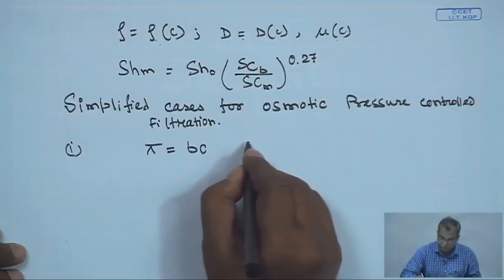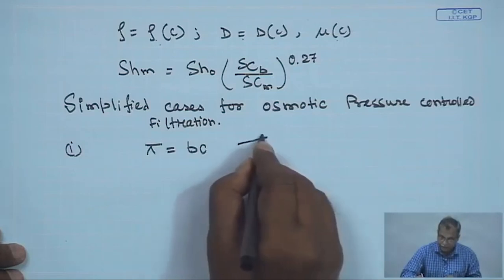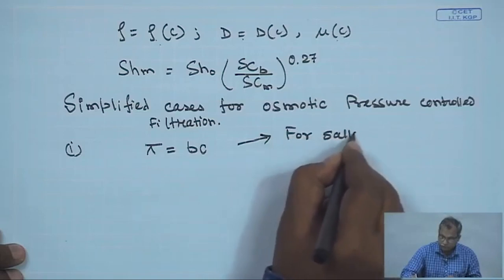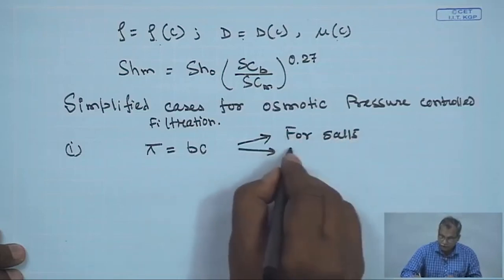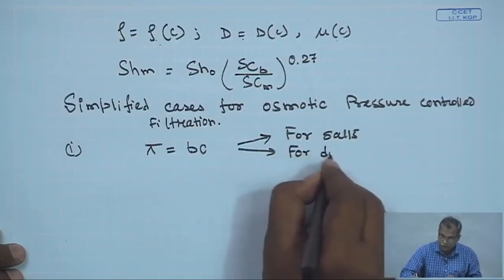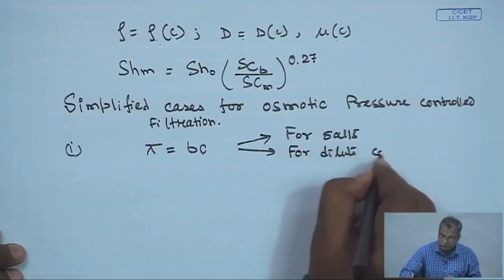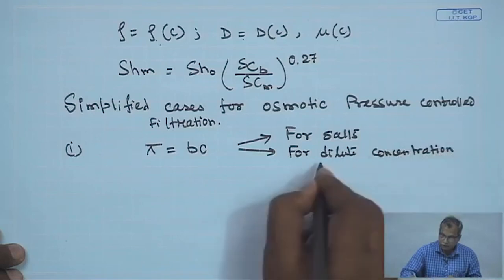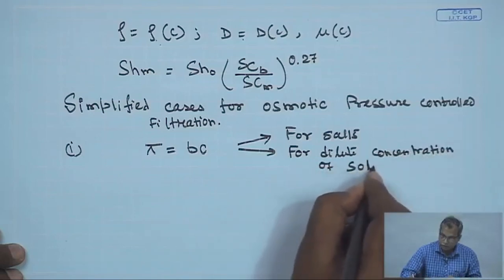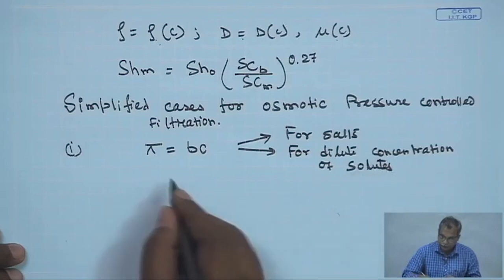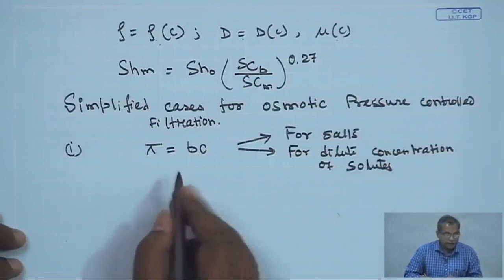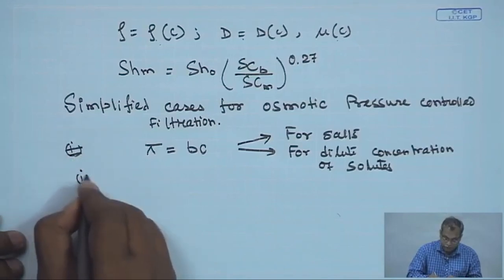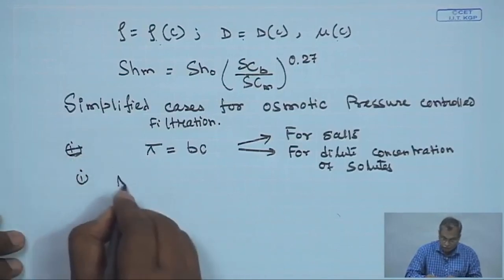Let us consider osmotic pressure as a linear function of concentration. This can arise in two cases: for salts, and for dilute concentration of solutes. Okay. So, if that is the case, then we consider case number 1, first, no concentration polarization.